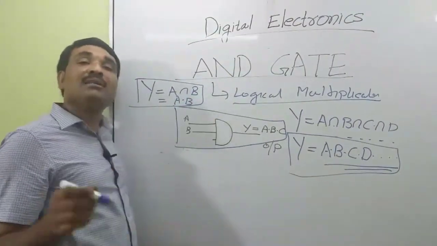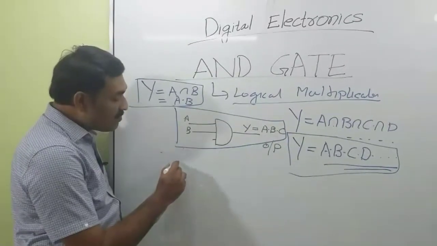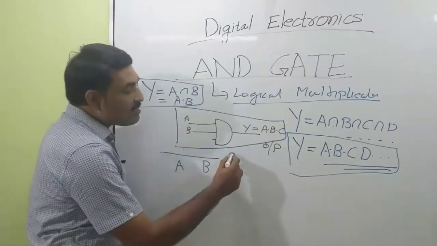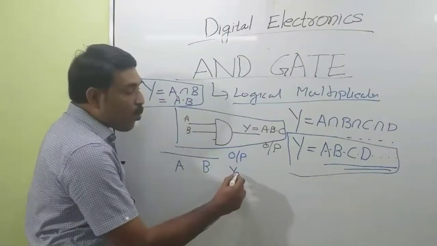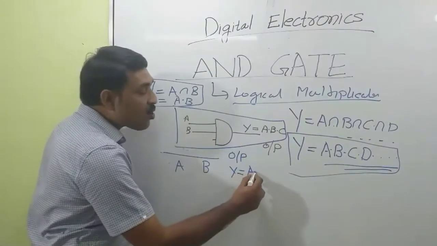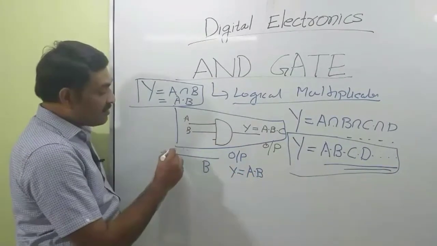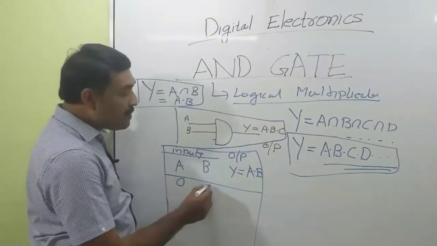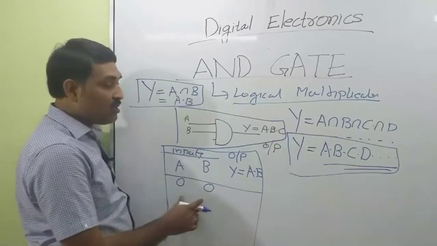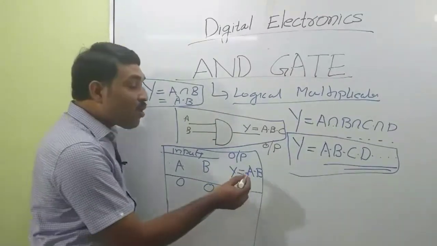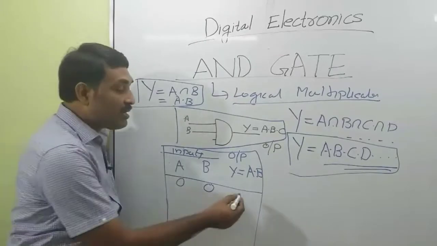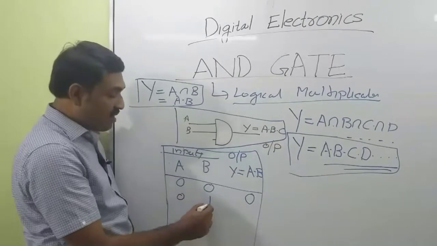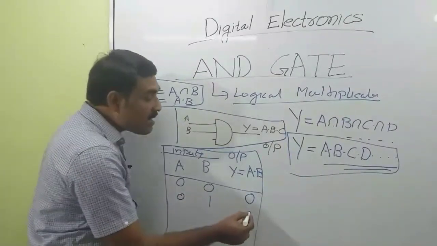Okay, now we can draw the truth table. So we have inputs A and B, two inputs, and this is our output, Y. Y is equal to A dot B. Okay, these are our inputs. Now A is equal to 0 and B is equal to 0. So both are low. So the output is A intersection B, or A dot B, that is 0 dot 0, which is equal to 0, a low logic. Now A is 0 and B is 1. So 0 dot 1 is equal to 0.